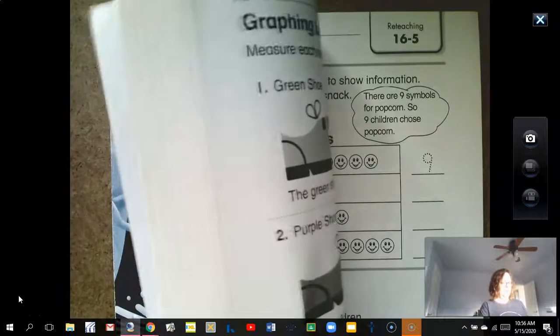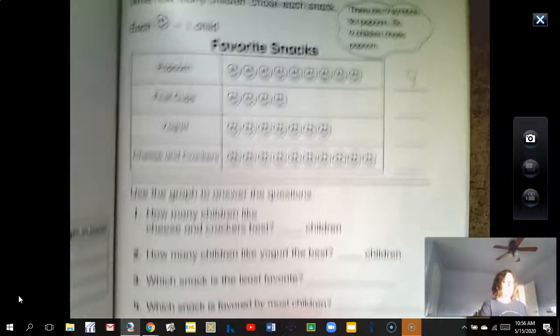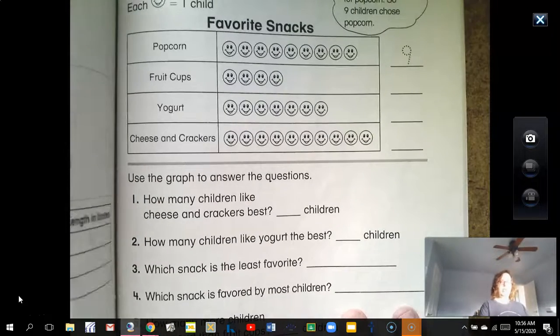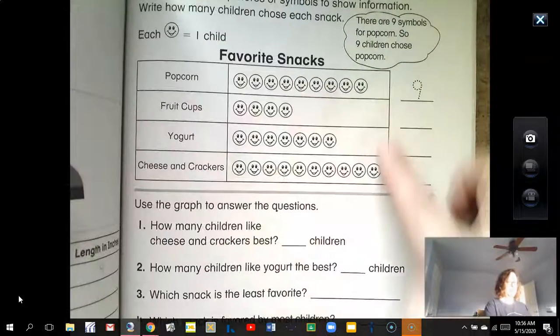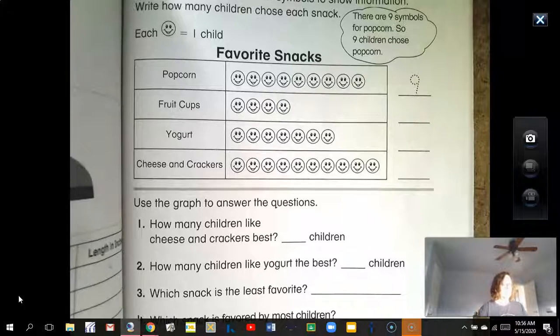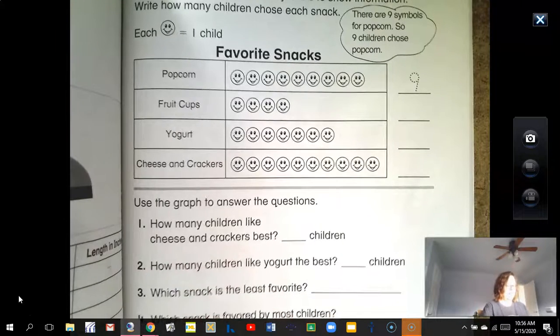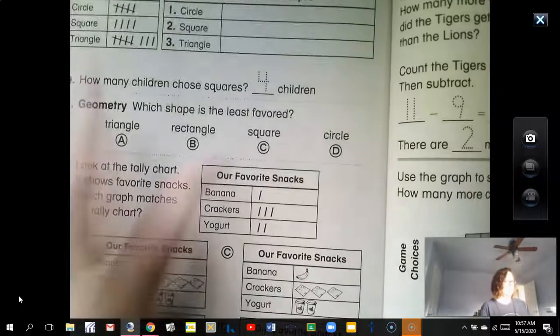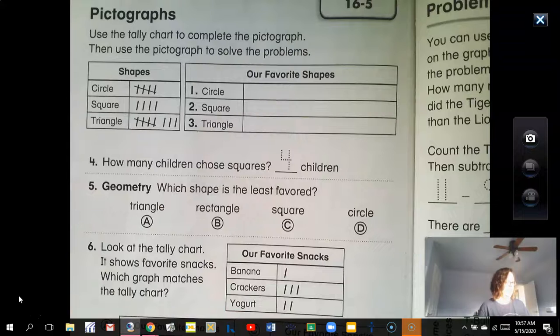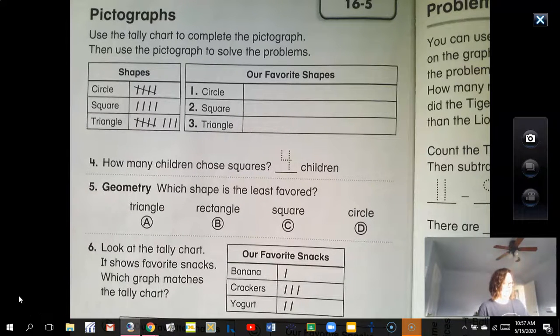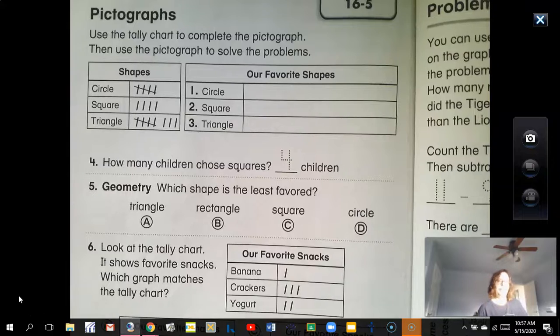Okay, now I'm going to go through very briefly. Don't forget your clue word. Go ahead and count. It says each smiley face is 1 child, so you can put your number here also, or just write it down there on the line, and then answer the questions. I'm not going to go through this too much. And then up here, read the directions, fill in the pictograph, and then answer the questions accordingly.